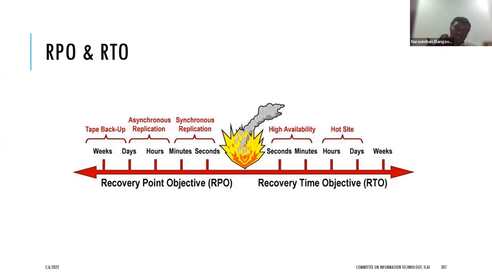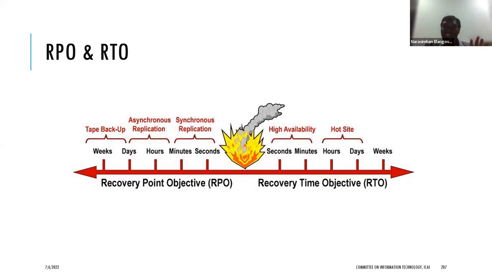This is called the recovery point objective. How much data loss are you okay to take? So your backup strategy is based on RPO. If your RPO is to be very, very minimal, you may back up every 1 hour or every minute or every second. Are we clear with this?